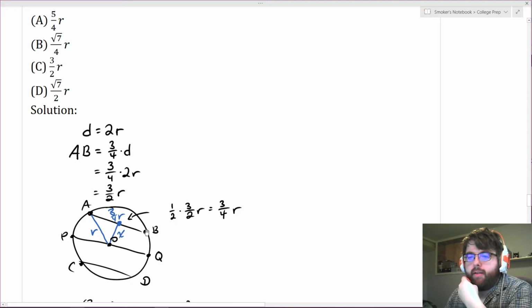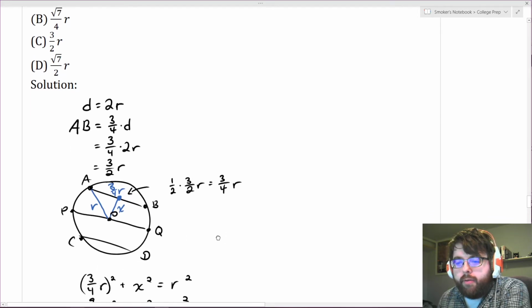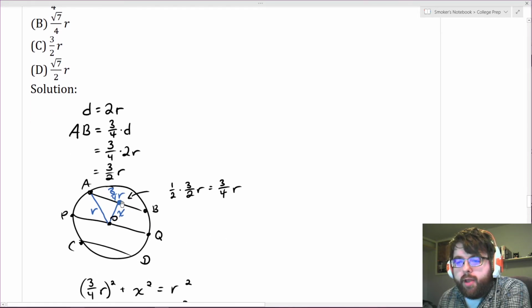AB was 3 halves times R. And we're going to cut that in half. So half of that would be 1 half times 3 halves, which would be 3/4 R. So we have a right triangle where we know this measure here is 3/4 R. We know this is R, and we want to find this measure here.